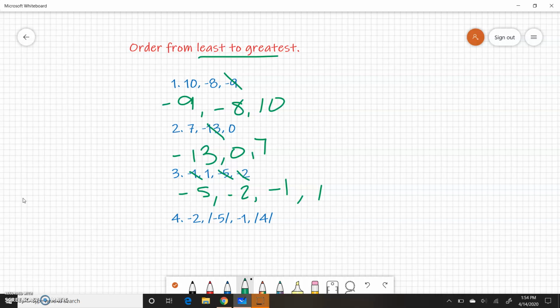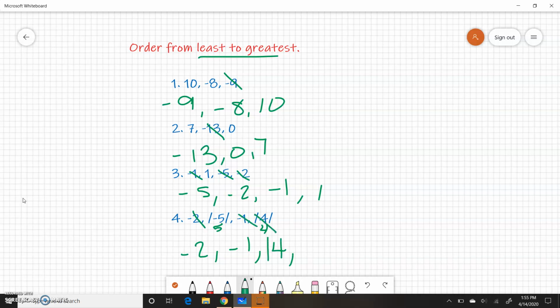And then finally, look at number 4. There's a couple in here that we need to discuss. I have negative 2, the absolute value of negative 5, negative 1, and the absolute value of 4. Absolute value means how far is that number from 0 on the number line? Well, negative 5 is only 5 from 0, and 4 is 4 from 0. So now if I try to identify least to greatest, the coldest is negative 2, then negative 1. Now I'm left with 4 and 5. Well, 4 would be colder, and then 5 would be my last number.